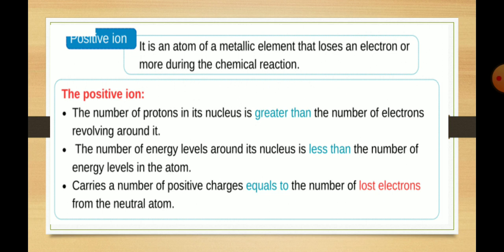So, what is the meaning of positive ion? It's an atom of a metallic element that loses an electron or more during the chemical reaction. And some information about positive ion. Number 1, the number of protons in its nucleus is greater than the number of electrons revolving around it. Number 2, the number of energy levels around its nucleus is less than the number of energy levels in the atom. And finally, it carries a number of positive charges equal to the number of lost electrons from the neutral atom.